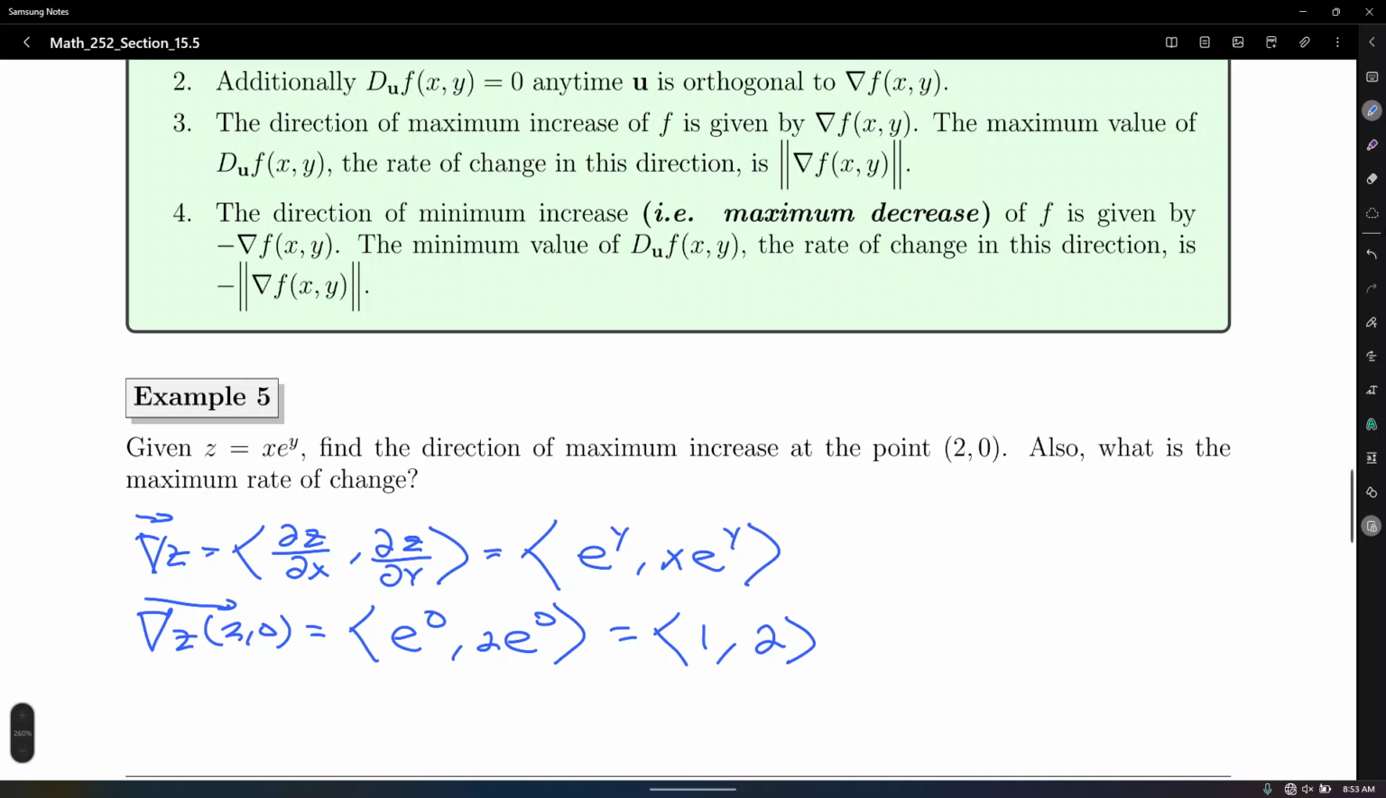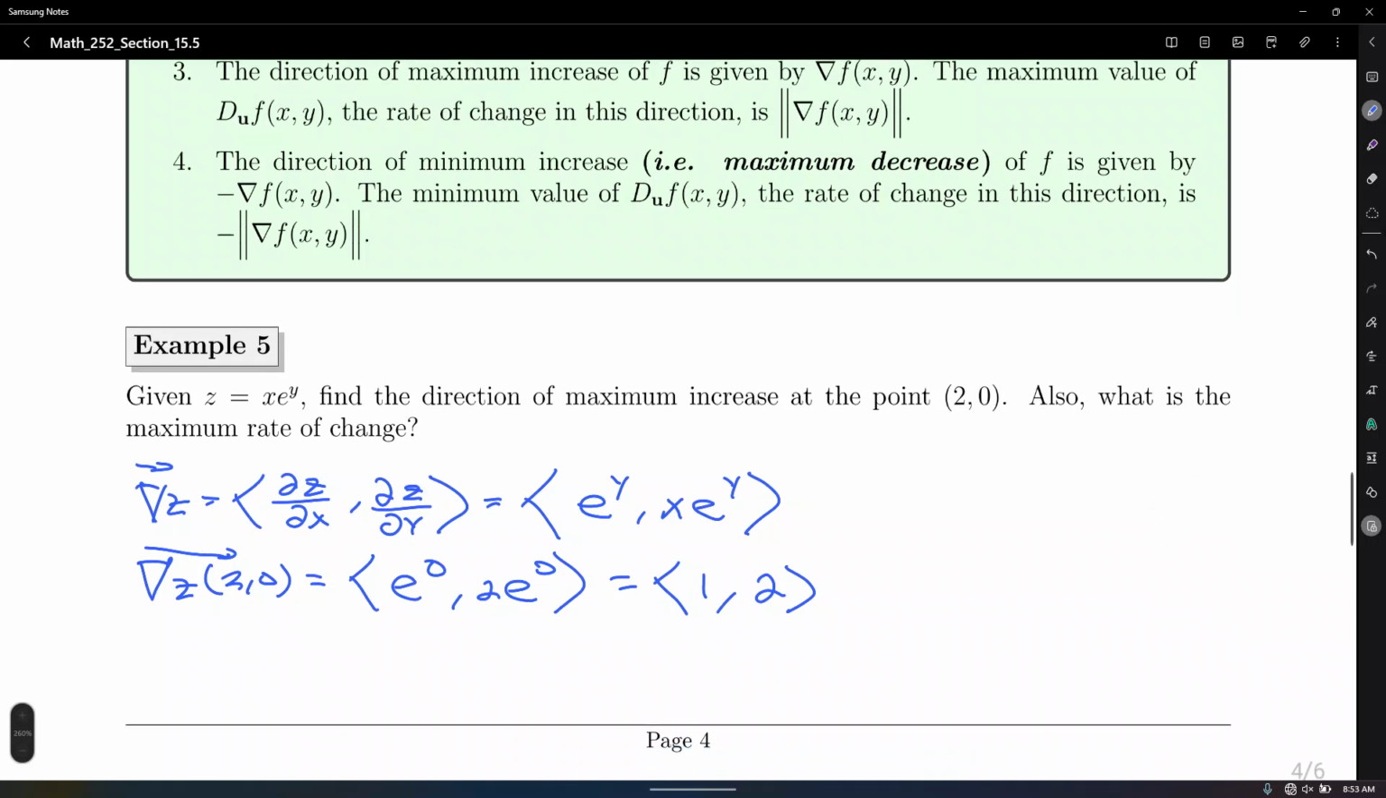So what is the maximum rate of change? What's the value of the slope, the maximum value of that slope? For that we find the maximum rate of change at the point. What's that?